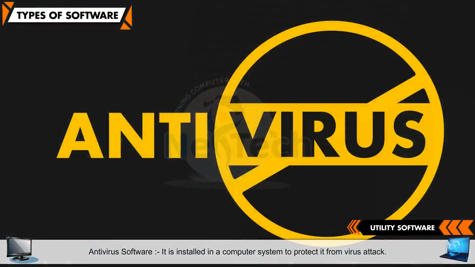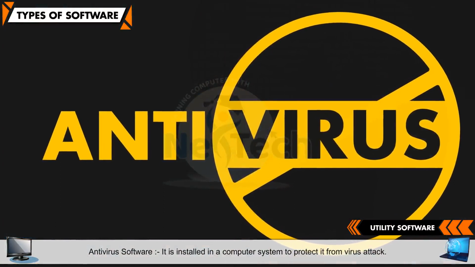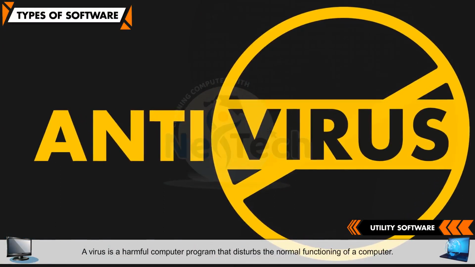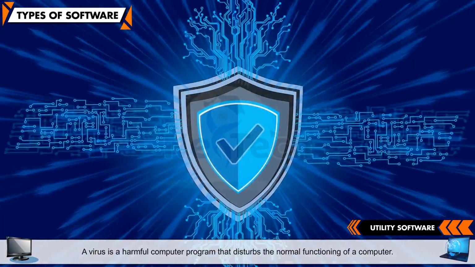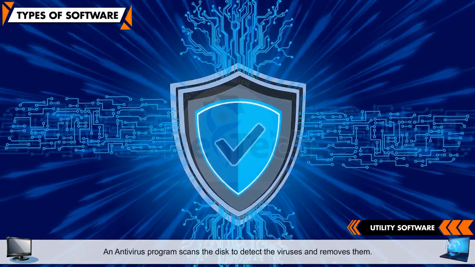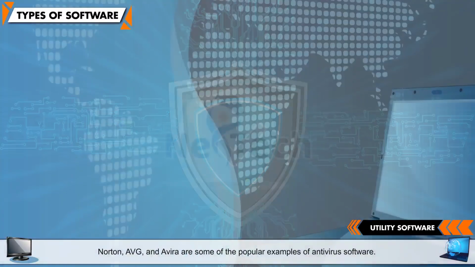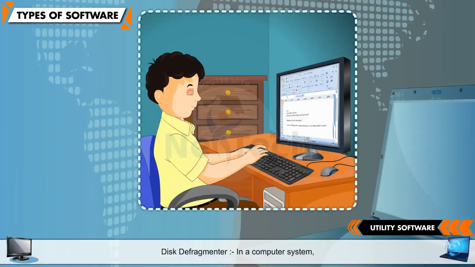Antivirus software. It is installed in a computer system to protect it from virus attack. A virus is a harmful computer program that disturbs the normal functioning of a computer. An antivirus program scans the disk to detect the viruses and removes them. Norton, AVG, and Avira are some of the popular examples of antivirus software. Disk defragmenter.